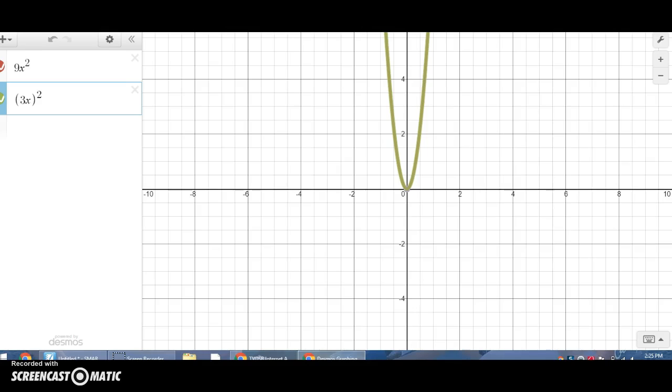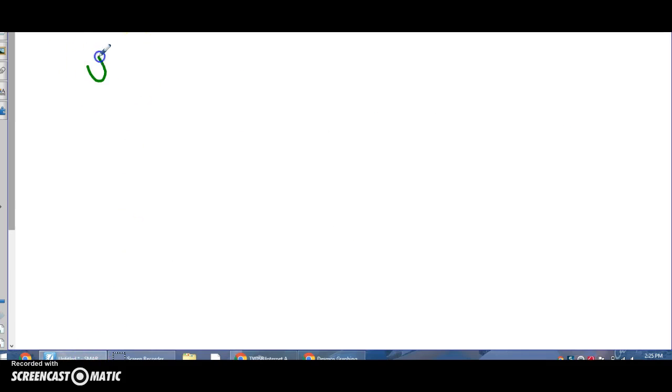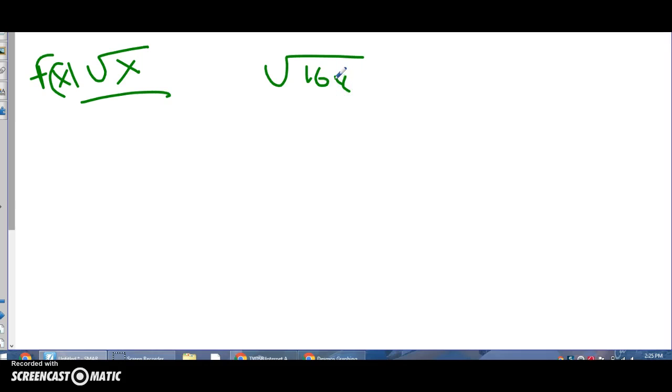I think we did do a root in class. Let's see, search comparison. Part C, yep, we did. So let me go over this really quick, we'll do the exact same thing with the roots here. We start with the base function f of x being root x, and then I have this root 16x, and I'm asked what kind of transformation.